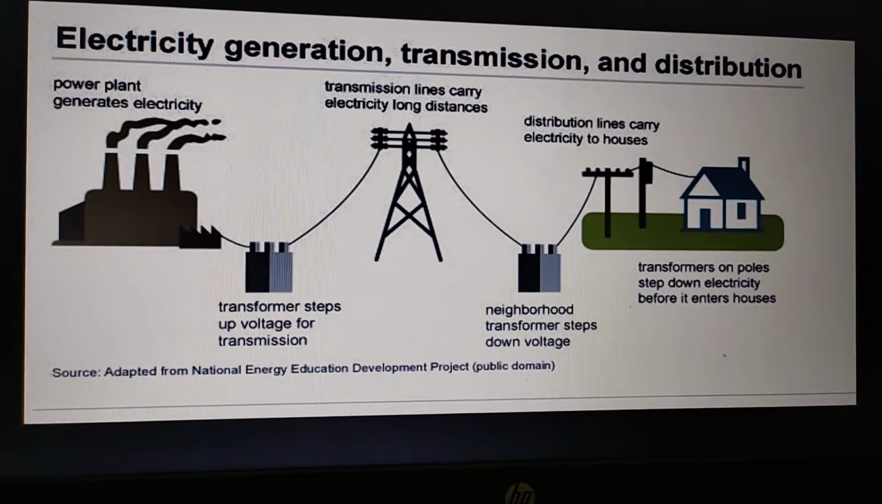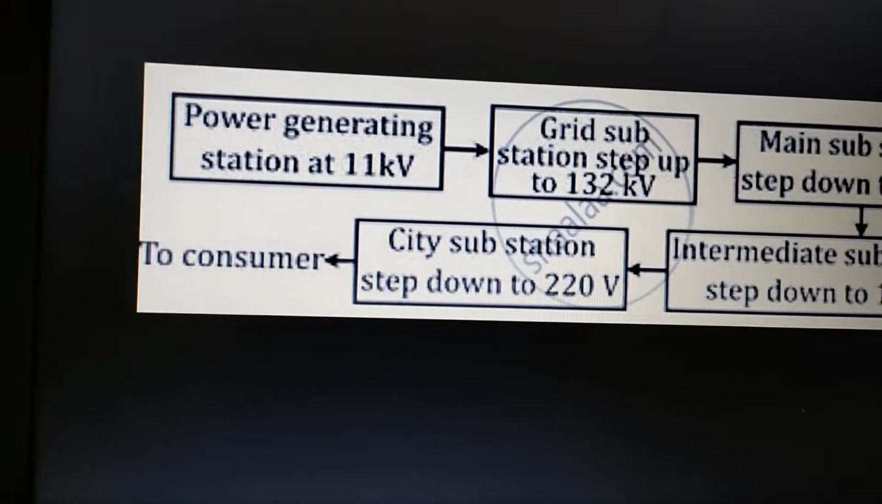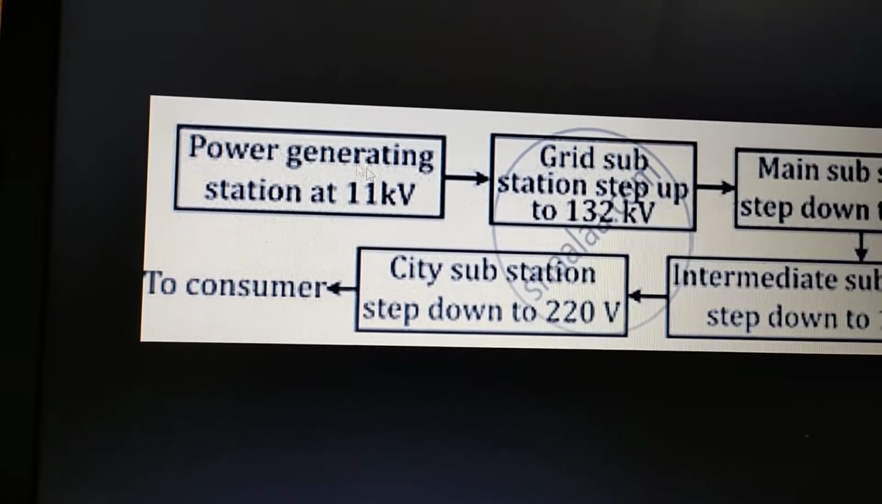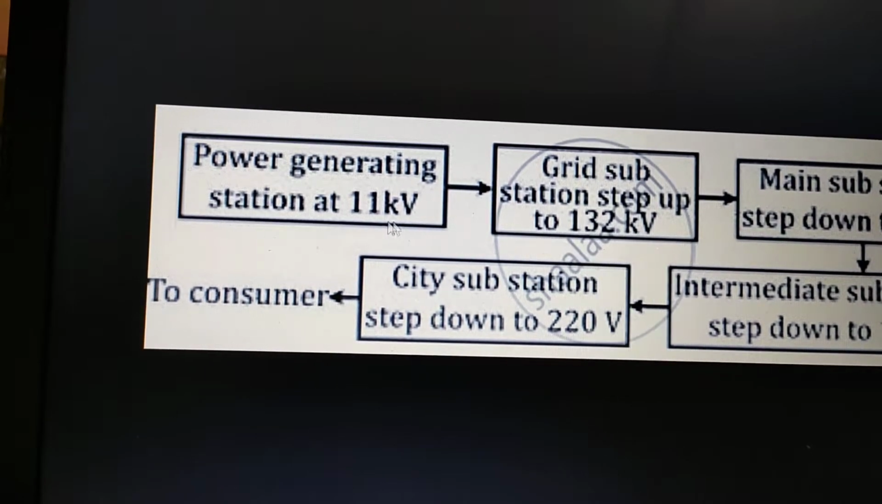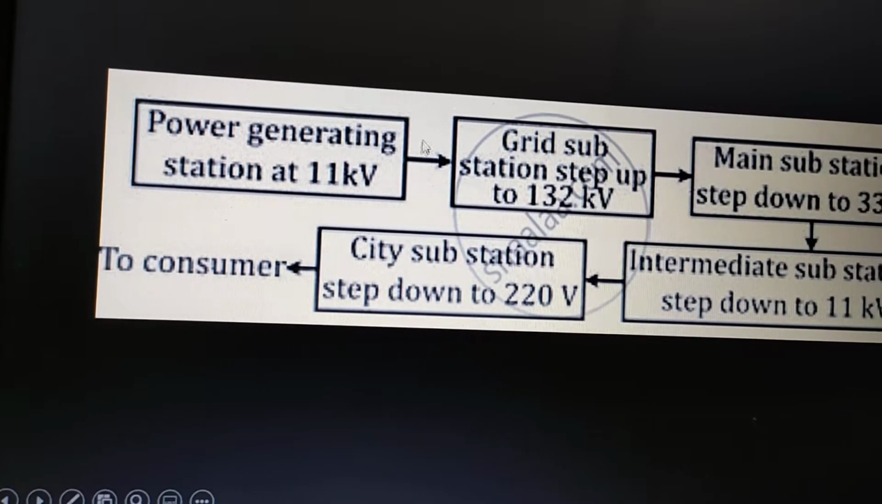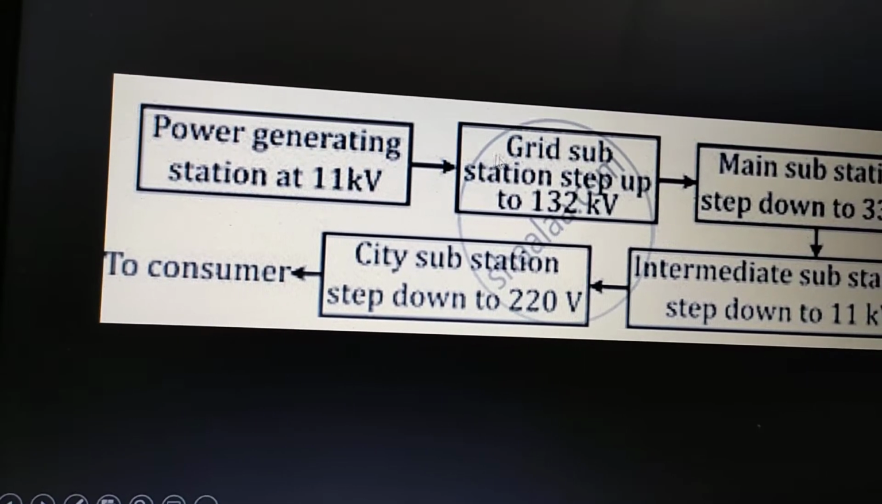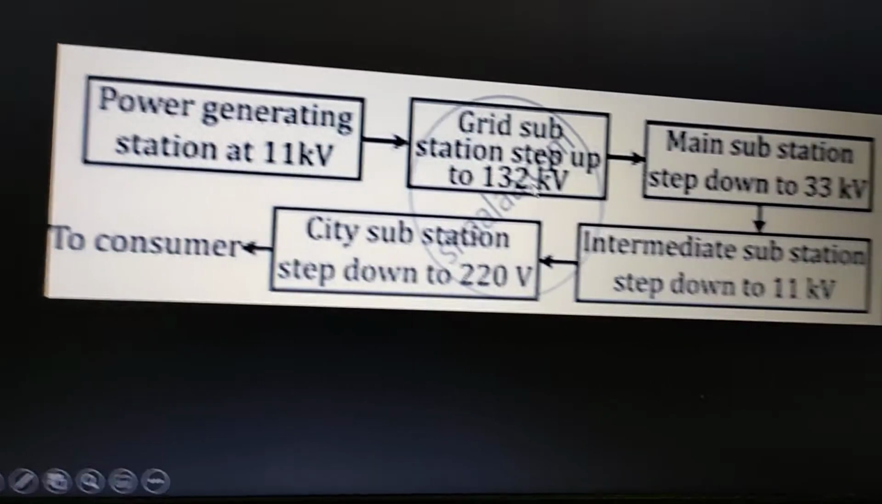Now coming to the block diagram of this whole structure. You can see the power generating station generally produces power in the range of nearly 11 kilovolt. From there it comes to the grid substation, stepped up to 132 kilovolt.